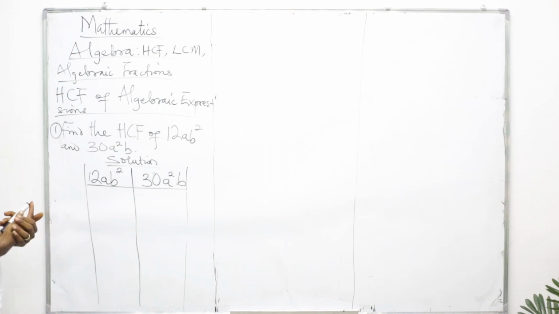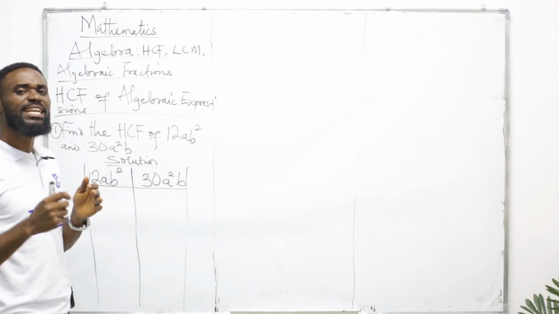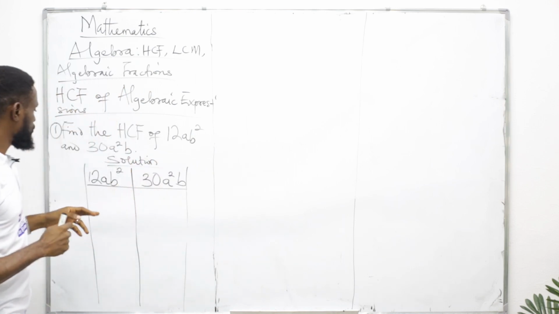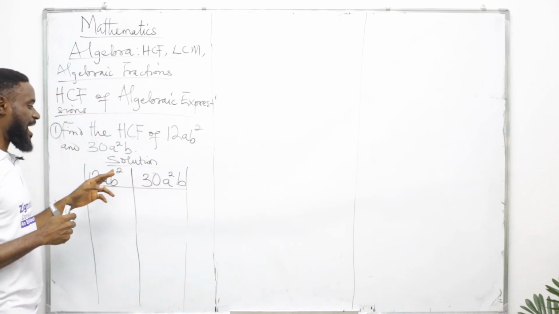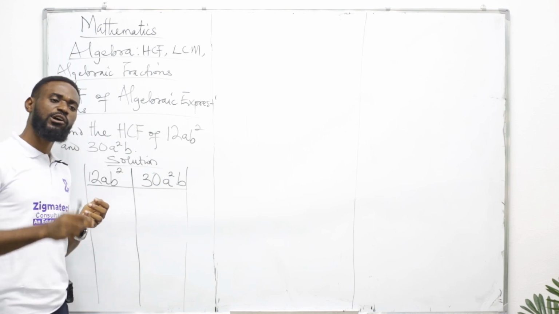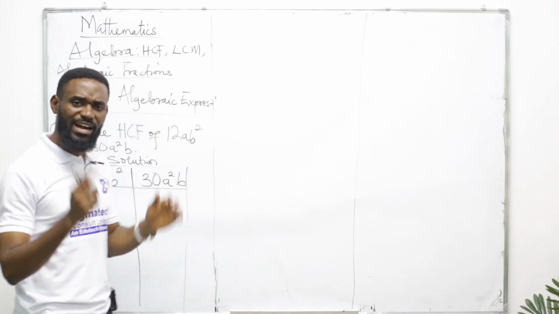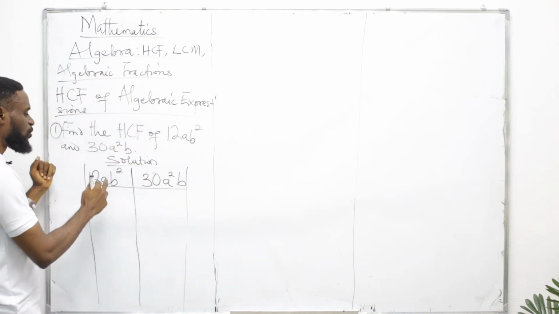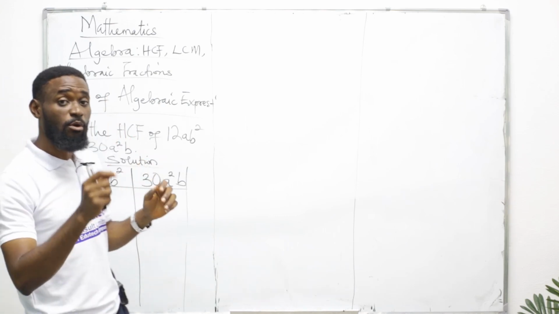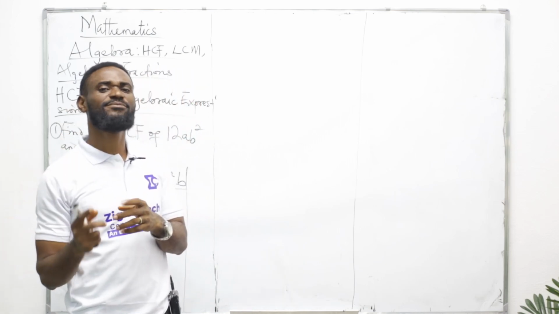We ask ourselves, in these two expressions, we need to look for factors that are common to this point and to this point. Do you understand me? The factors we will use must be common to this and to this. That is why it is called highest common factor, or common factors. Don't mistake it for LCM.